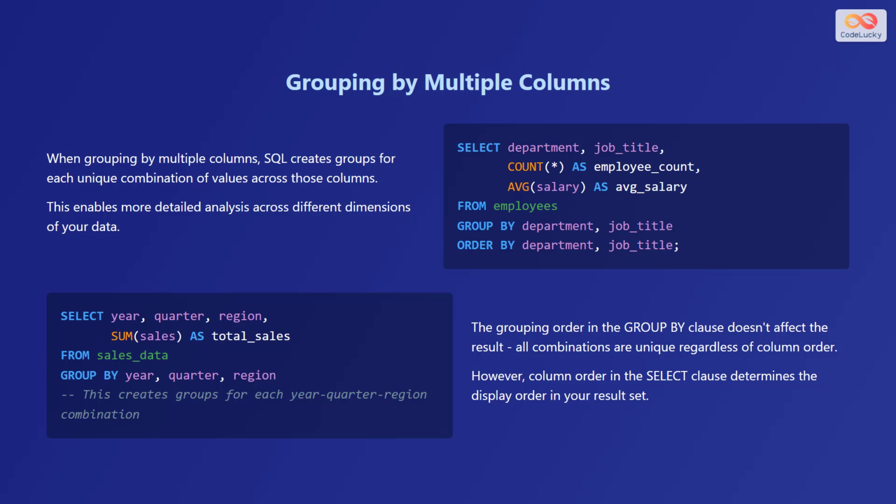Let's consider another example. The next query selects the year, quarter, and region, then calculates the total sales. The data is from the sales data table, grouped by year, quarter, and region. This creates groups for each year-quarter-region combination.